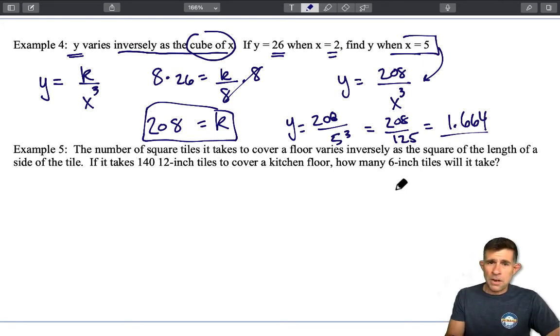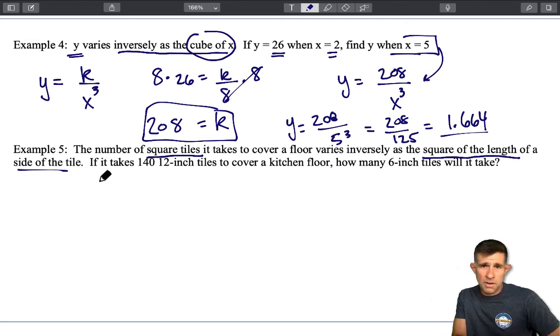All right, our final example for today deals with tiling your kitchen floor. We got the number of square tiles, talking about those little square tiles that are on your kitchen floor. It takes to cover a floor varies inversely as the square of the length of the side of the tile.